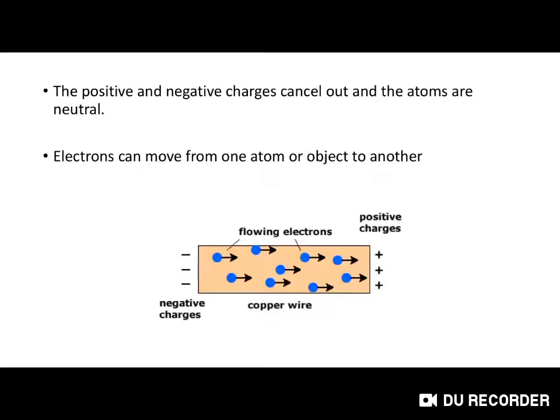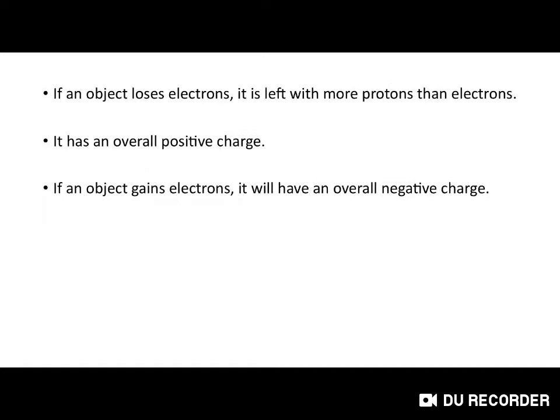Electrons can move from one atom or object to another. As you can see in this picture, the flow of electrons, they prefer to move toward positive charges. If an object loses electrons, it is left with more protons than electrons. This means more positive charges. If an object gains electrons, it will have an overall negative charge.